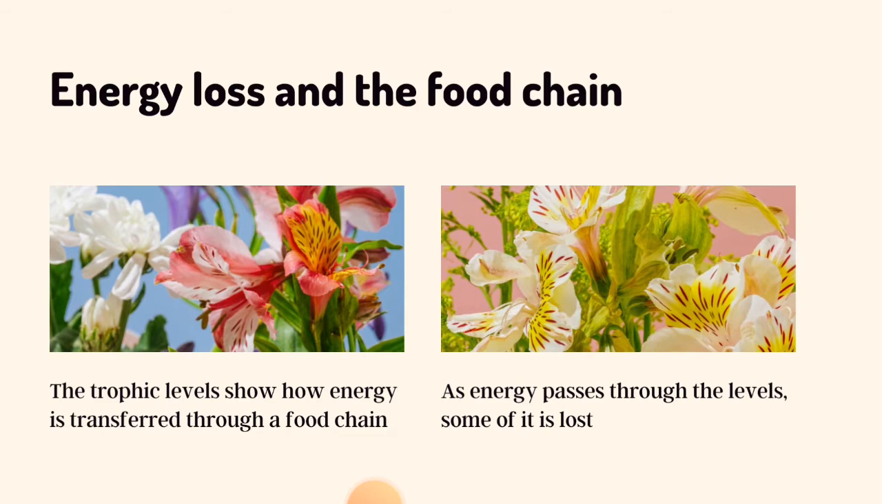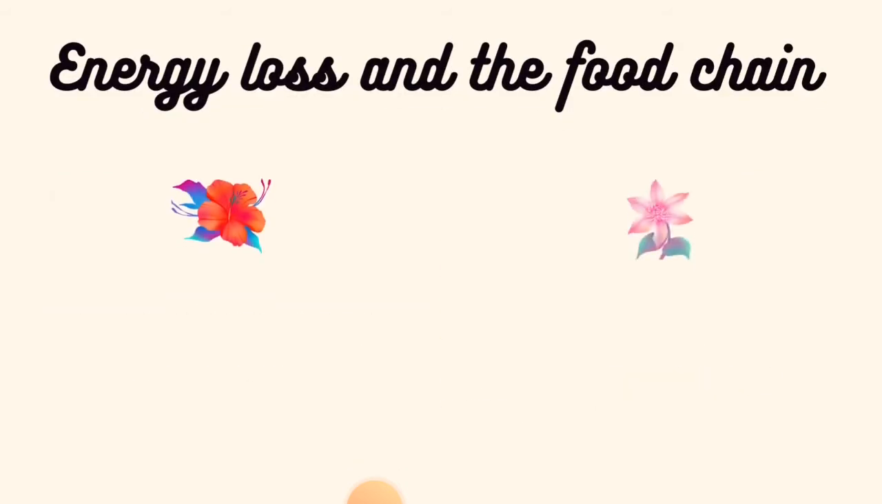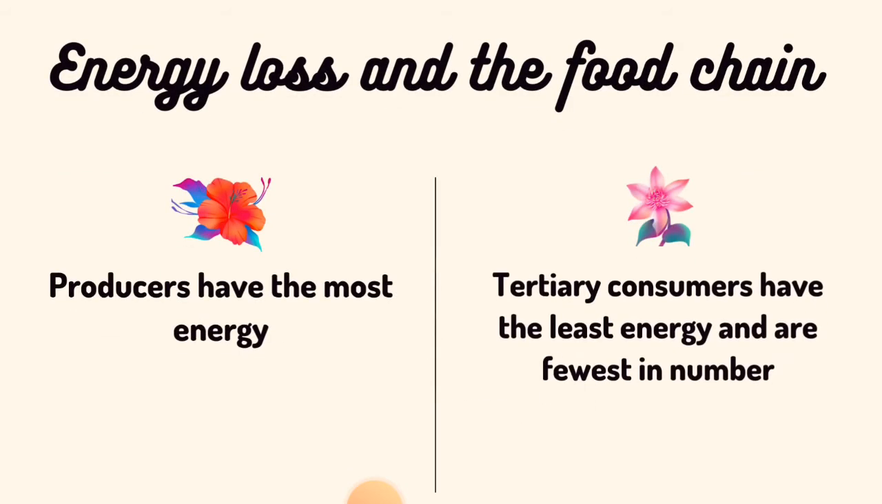So now, how does the food chain concern energy loss? Energy loss and the food chain. The trophic levels show how energy is transferred through a food chain. Like I said, energy is being lost when it goes down the food chain. So as energy passes through the levels, some of it is lost. How? You see green plants everywhere. Plants, beans, rice, corn. There are so many everywhere. Now, herbivores eat them and consume the energy. Producers have the most energy, and producers are the green plants.